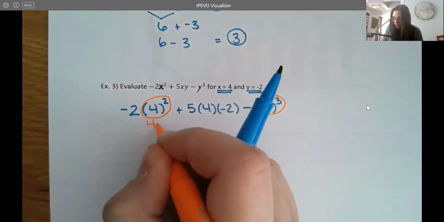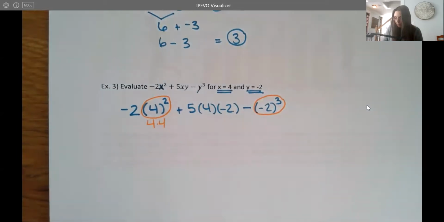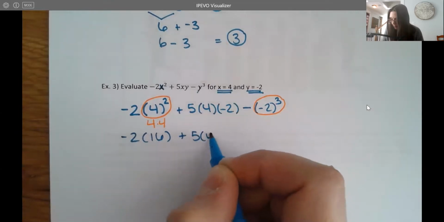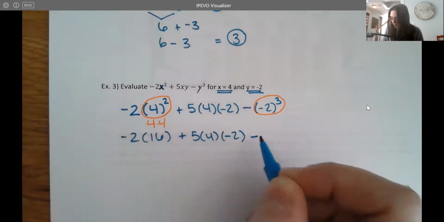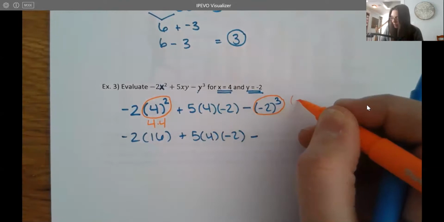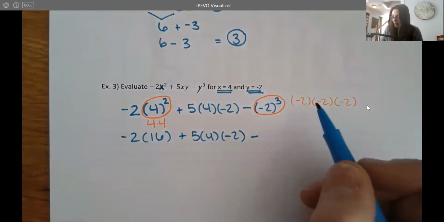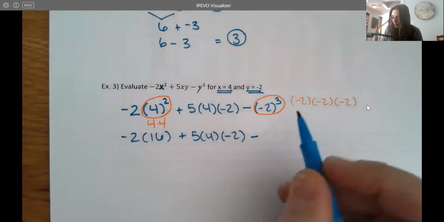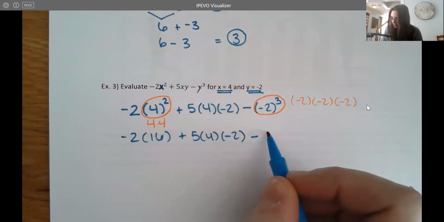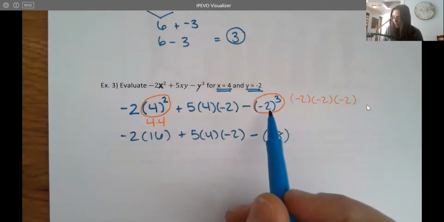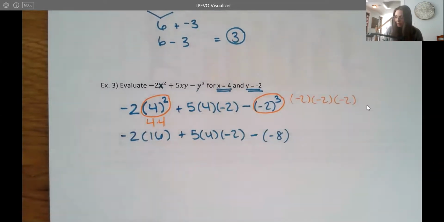So 4 squared means 4 times 4, which is 16. And then -2 cubed is -2 times -2 times -2. So that's going to give me a +4 times another -2 is a -8. And you don't have to have parentheses there if you don't want to. I just kind of think it's nice to help show that this is a negative, and you also have a minus sign.